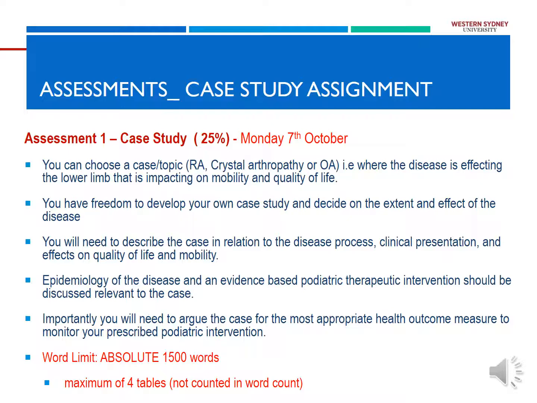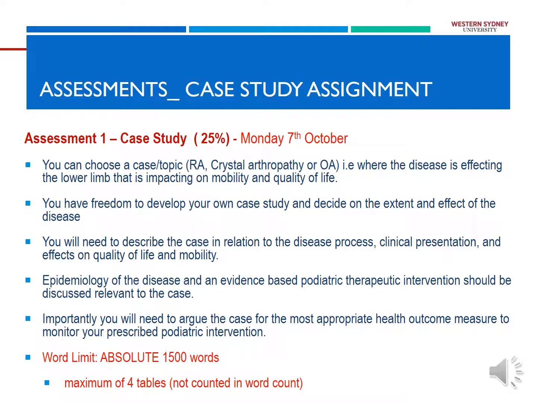So in this assignment, you have the freedom to develop your own case study and decide on the extent and the effect of that disease on the person's mobility and quality of life. So you have the option of choosing, for example, a disease process early on where there's not a lot of structural damage, or you may decide that you want to look at, for example, someone later down the track where there is quite a lot of structural damage. So the choice is yours to the level that you want to take this.